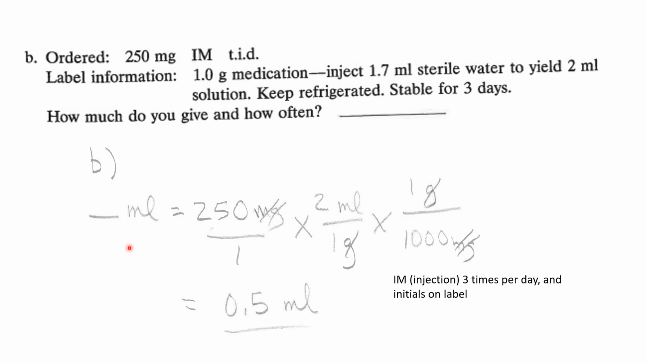Let's see how you did. So we're using dimensional analysis of 250 milligrams over 1 times 2 milliliters per 1 gram. And you have to change the grams to milligrams in order to have the units be just milliliters. And this is an IM injection. You do it 3 times a day, and you should initial this because you will have more doses that you can give. And you keep this refrigerated, and this is stable for 3 days.